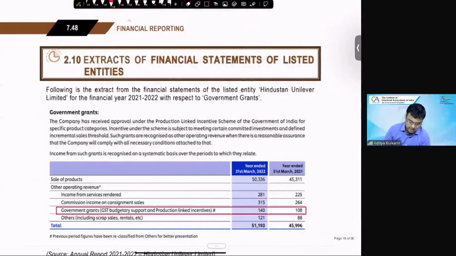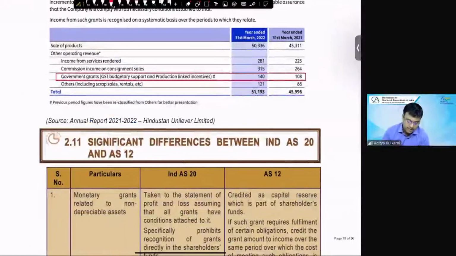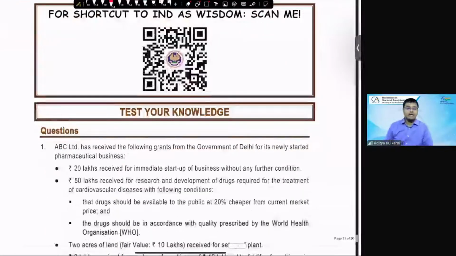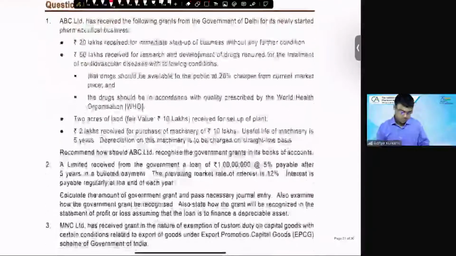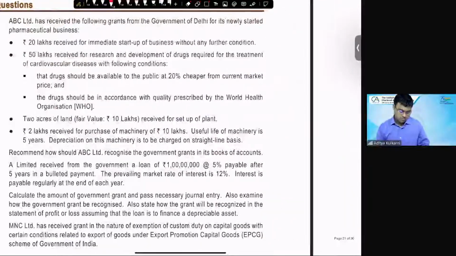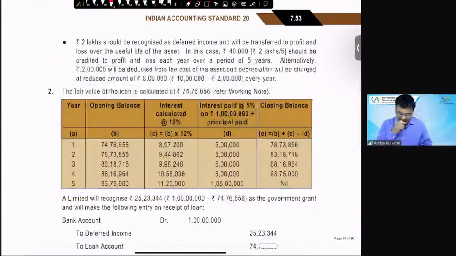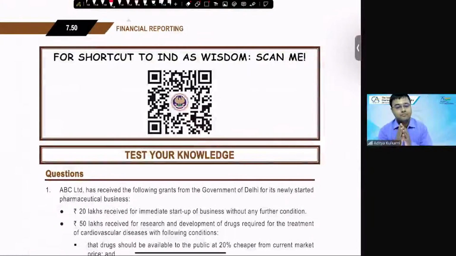Extracts of financial statements. These are the differences between AS 12 and Ind AS 20. You can have a look. Does anybody have any doubt so far? Any doubts? No, sir. No doubts.